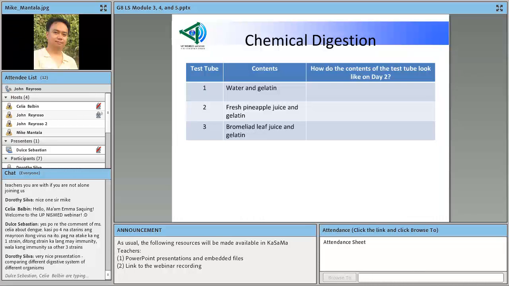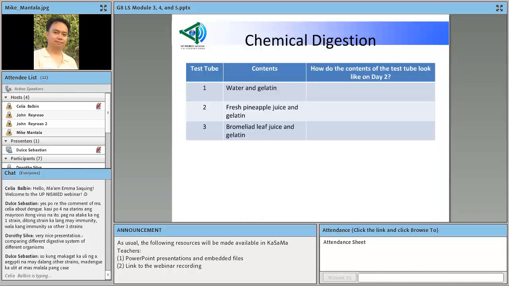Okay? Pero dito sa test tube 2 at saka sa test tube 3, theoretically, dapat yung gelatin medyo parang nagli-liquefy na siya. Medyo natunaw na siya dapat. Okay? So, that would be theoretically the observation for test tube 2 and tube 3. Okay, that's because pineapple juice and bromeliad leaf juice have enzymes. Okay, ito yung bromelain enzyme, okay, na nagka-catalyze sa breakdown ng gelatin, which is actually a protein.